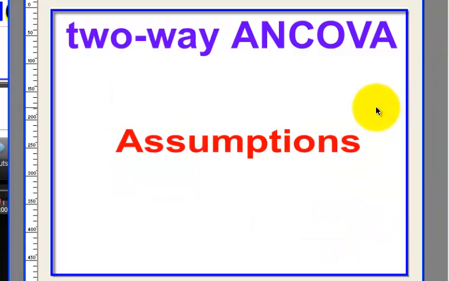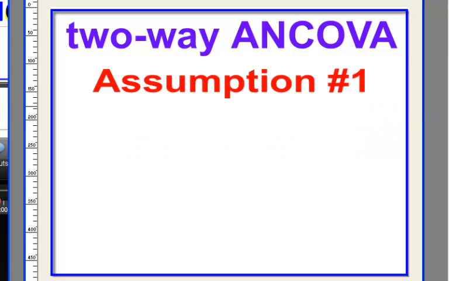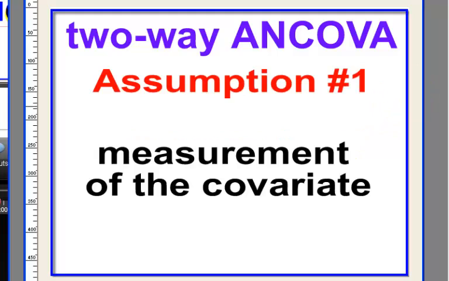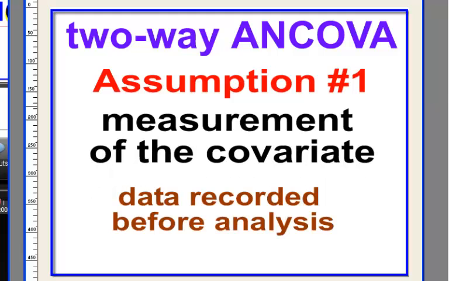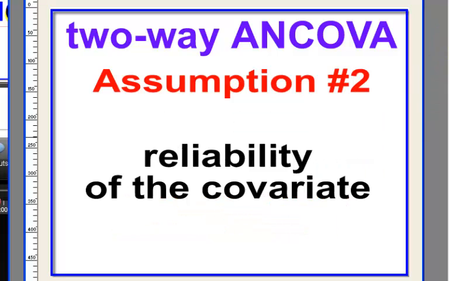And of course, the ANCOVA has its own set of unique assumptions. Okay, so assumption number one, measurement of the covariate. The data had to be recorded before any analysis was run. That's why it normally comes from the demographic side of a questionnaire or survey. And ours was, we have the data already recorded before we ran any analysis.